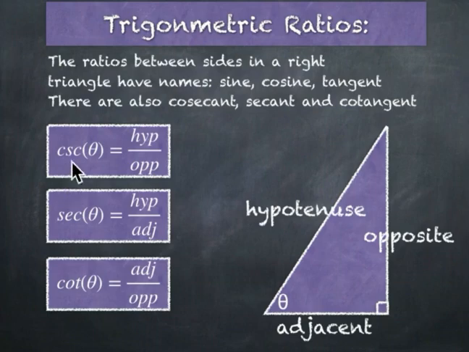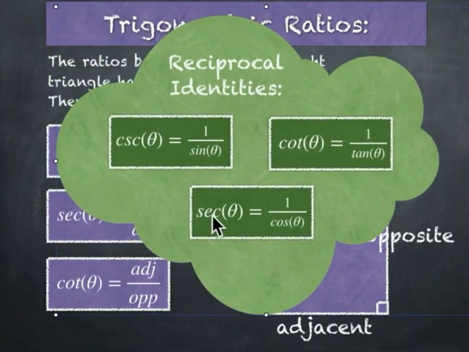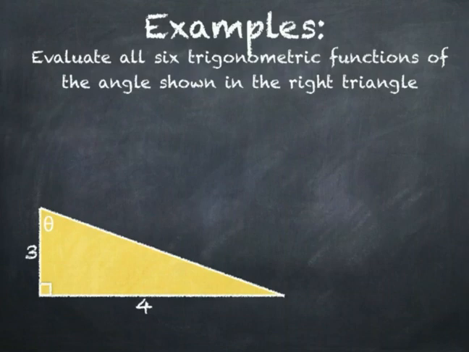And while you could try to commit these to memory, you really shouldn't. It's going to be much more useful for you if you learn that cosecant is the reciprocal of sine, that secant is the reciprocal of cosine, and that cotangent is the reciprocal of tangent. All right, let's see that in an example.